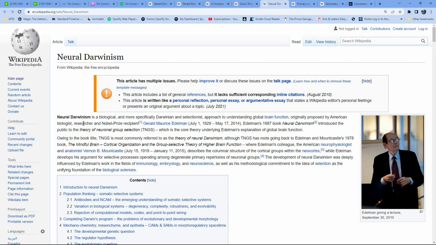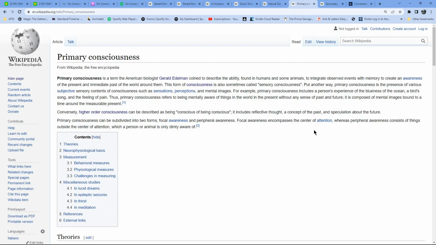Now, the other thing you might stumble across when you're reading through neural Darwinism, or as we have here, the theory of neuronal group selection, TNGS, is primary consciousness. This is a term coined by him to describe the ability found in humans and some animals to integrate observed events with memory to create an awareness of the present and immediate past of the world around them. This form of consciousness is also sometimes called sensory consciousness. Put another way, primary consciousness is the presence of various subjective sensory components of consciousness, such as sensations, perceptions, and mental images.